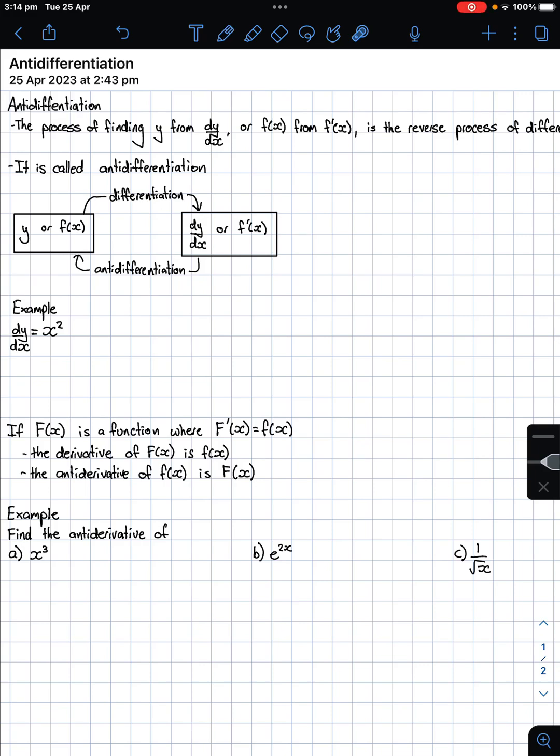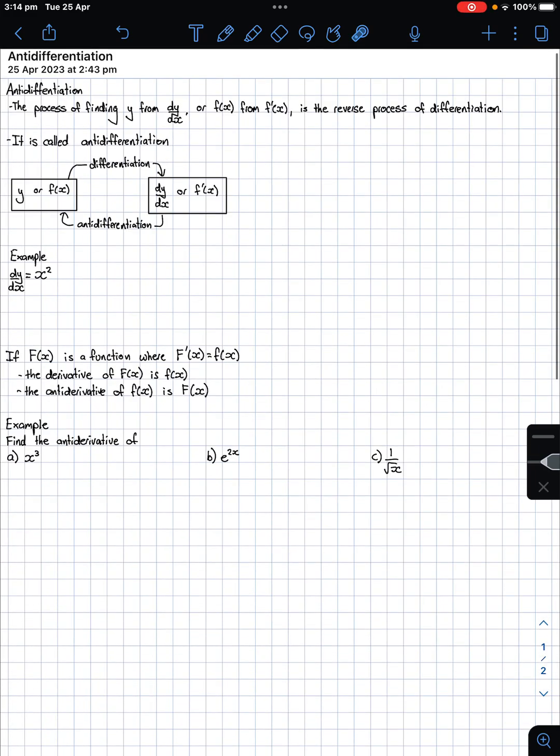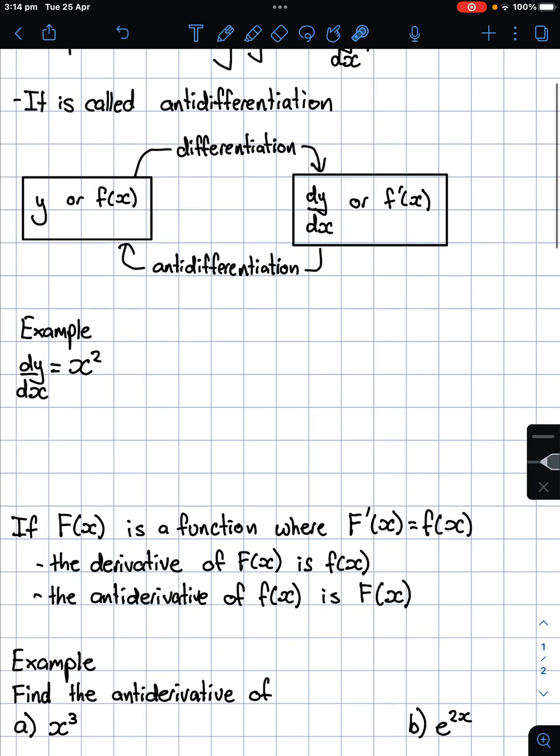All right, so we're studying anti-differentiation here. Anti-differentiation is the process of finding y from dy/dx. This means if we're given a derivative function, or we know the derivative but we don't know the original function, can we think of an original function that would provide this derivative, or f(x) from f'(x)? This is the reverse process of differentiation. It is called anti-differentiation. This is from our text.